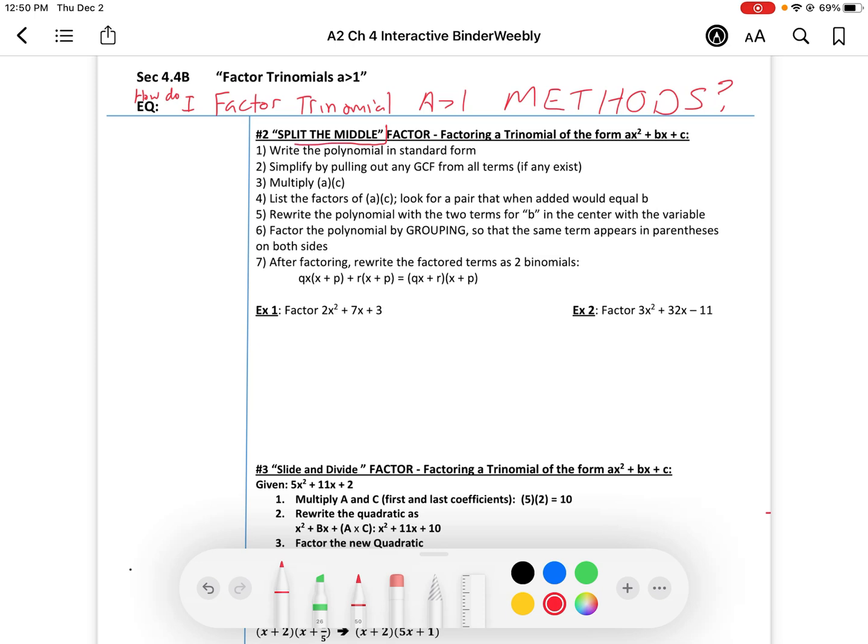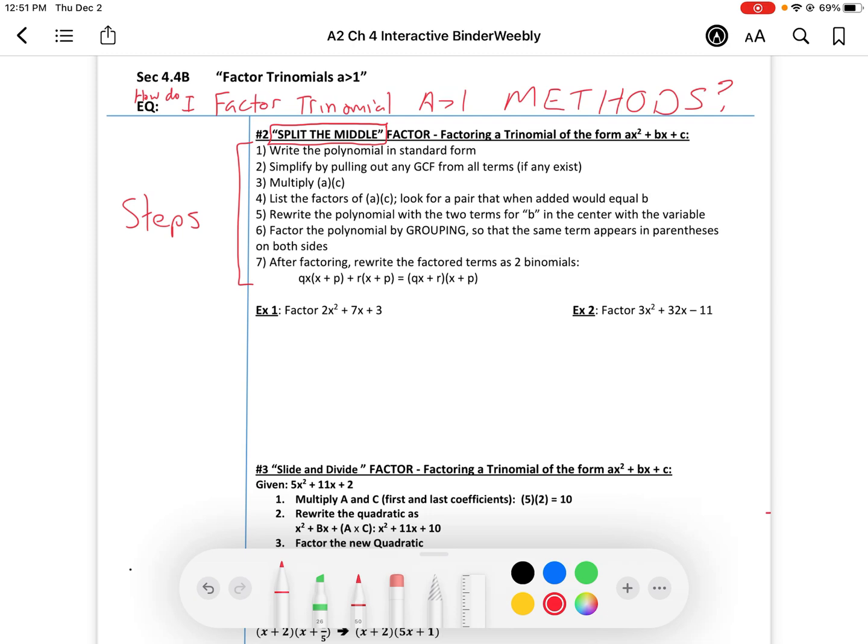So first method, split the middle technique. This is nice because you're going to use a diamond and you're going to use factor by grouping. Factor by grouping we covered a couple of sections ago. That skill will help you here as well. So I'm going to do example number 1 and refer back to the 7-step process here.